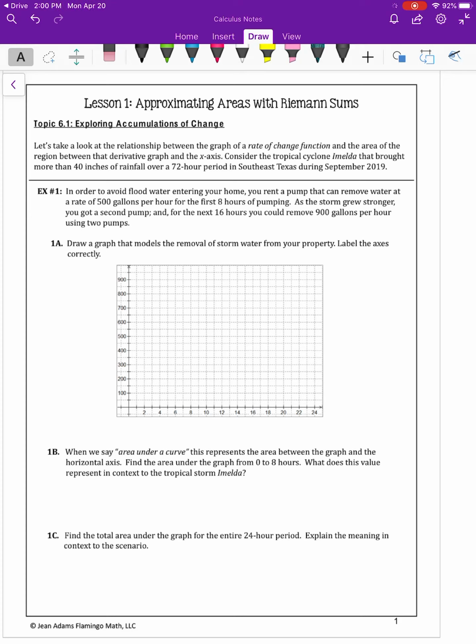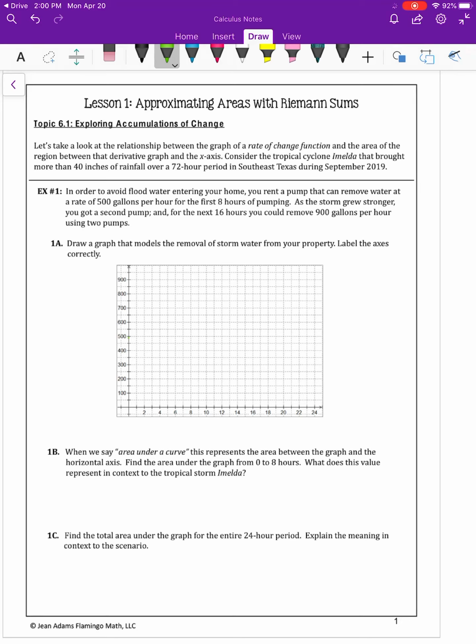Consider the tropical cyclone Imelda that brought more than 40 inches of rainfall over a 72-hour period in southeast Texas during September 2019. Example 1. In order to avoid floodwater entering your home, you rent a pump that can remove water at a rate of 500 gallons per hour for the first 8 hours of pumping. As the storm grew stronger, you got a second pump, and for the next 16 hours, you could remove 900 gallons per hour using 2 pumps. Draw a graph that models the removal of stormwater from your property.